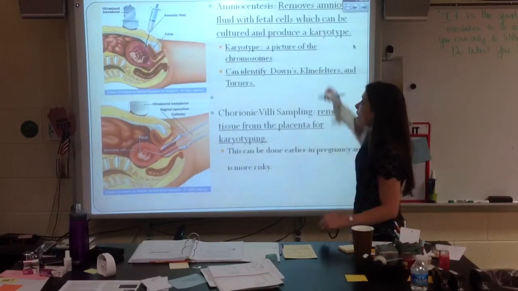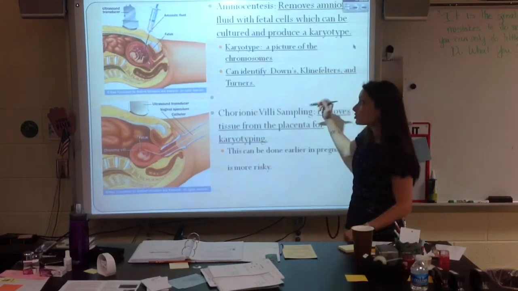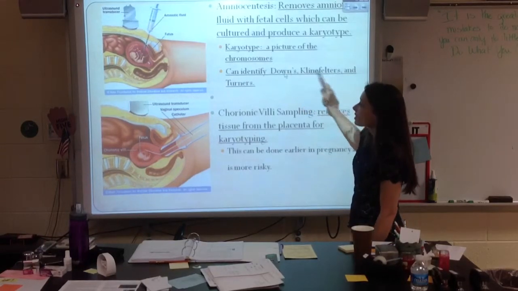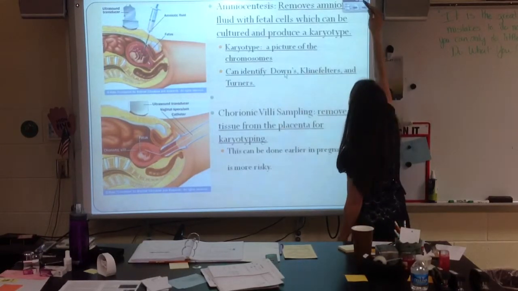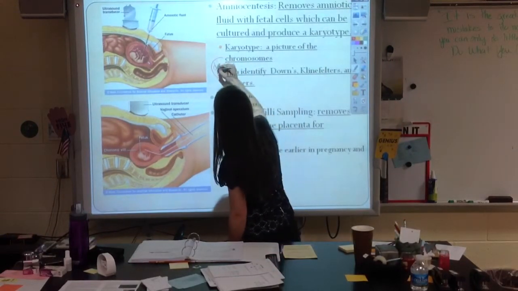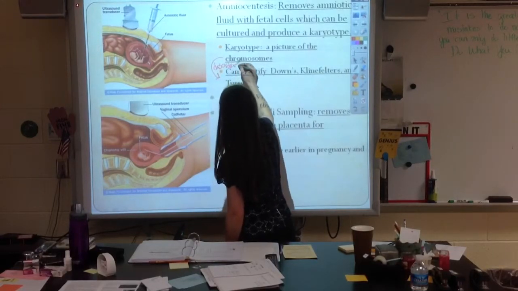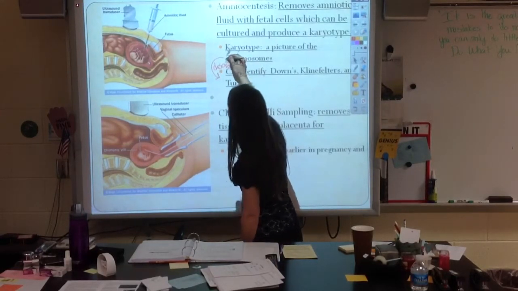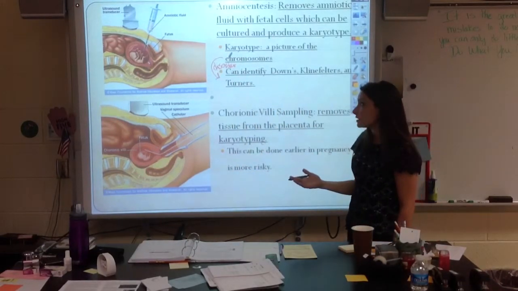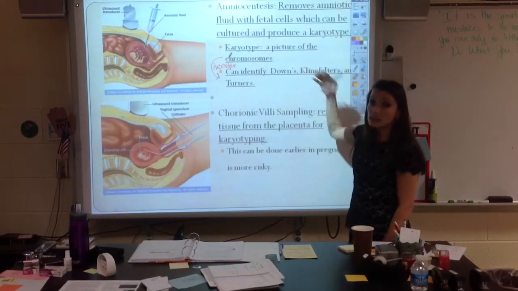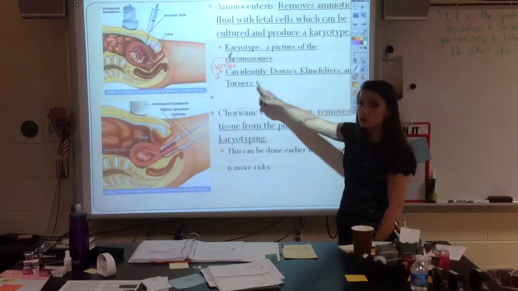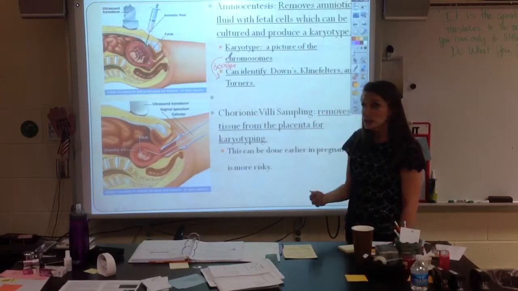And so a karyotype is a picture of the chromosomes. And from that, we can identify Downs, Klinefelters, and Turners because they are all chromosomal disorders. So if I look at a karyotype, I can see a chromosomal disorder. I can't see a gene disorder, so I can't tell if you have red-green color blindness. So what you're going to do today is look at some karyotypes and identify if a baby has Downs, Klinefelters, or Turners. You might want to use page 68 to help you.